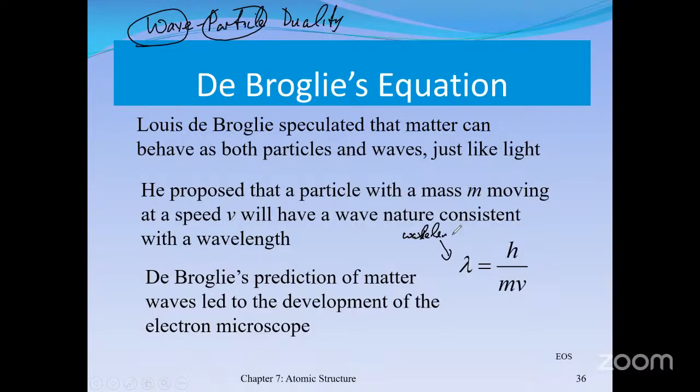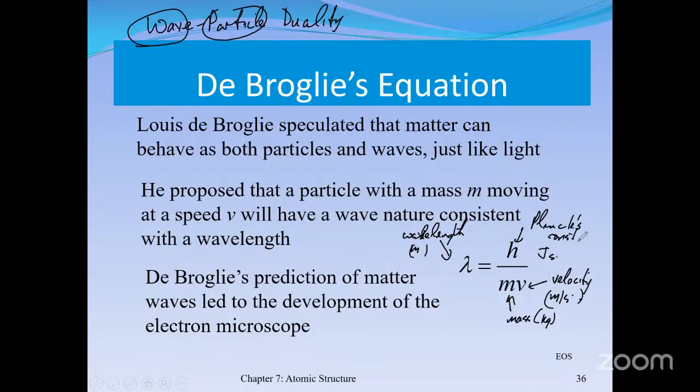Wavelength, which in this case would be in meters. H would be Planck's constant, which in this case would be joules second. M is the mass, expressed in kilograms. And V is the velocity or speed, which is expressed in meters per second, right?